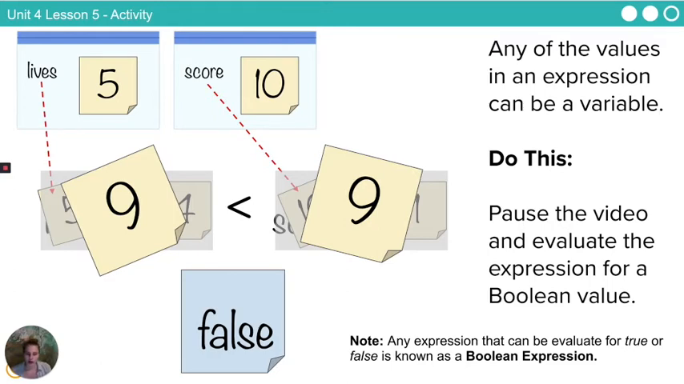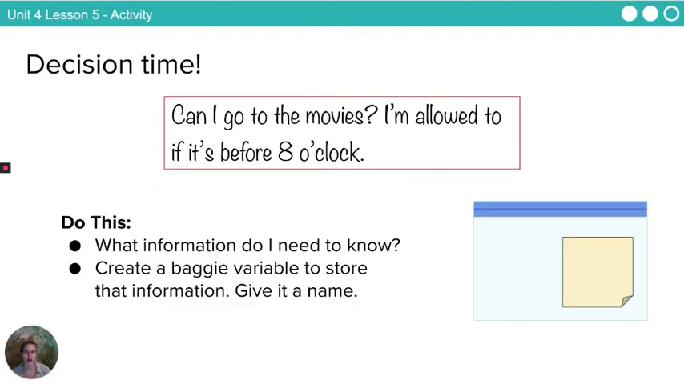Slight note, any expression that can be evaluated for true or false is known as a Boolean expression. So what you have been working with so far are Boolean expressions. So why are these so cool in computer science? Why would I bother caring about Booleans? They help computers look like they're making decisions. So they can make choices based on whether something is true or false.